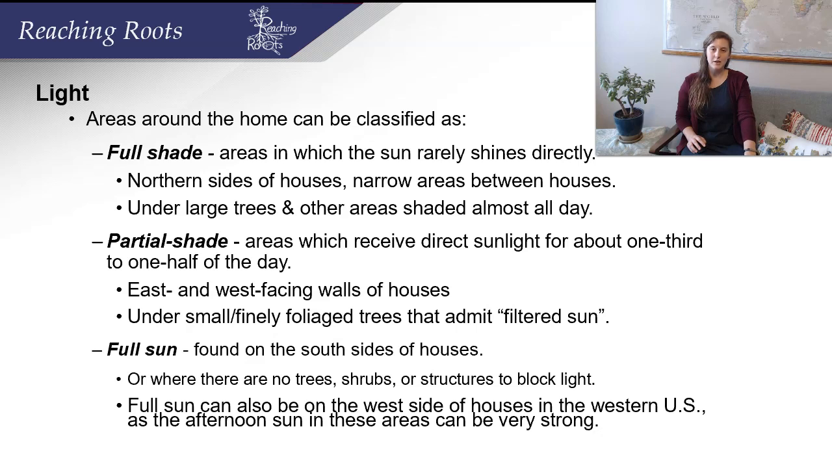Different plants are labeled with full shade, partial shade, or full sun. This is describing to you where you should plant this plant. If the plant tag, or if you Google this plant and it says full shade, that means you should plant the plant in an area that rarely gets direct sunlight throughout the day.